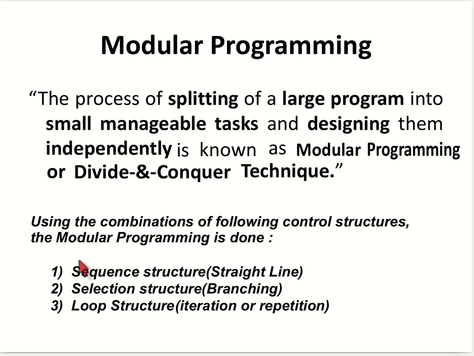So we can do combinations of these things. A sequence structure is a straight line, where the program is executed one by one. Selection structure, as we have seen, if else, else if ladder, all those things. And loop structure we can use, or iteration or repetition, using for loop, while loop, and do while loop. We have already seen those things. So using the combination of all these things, modular programming can be done.